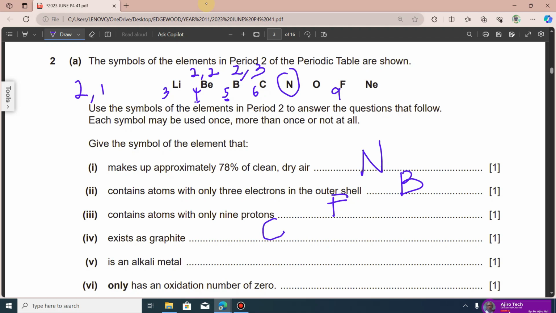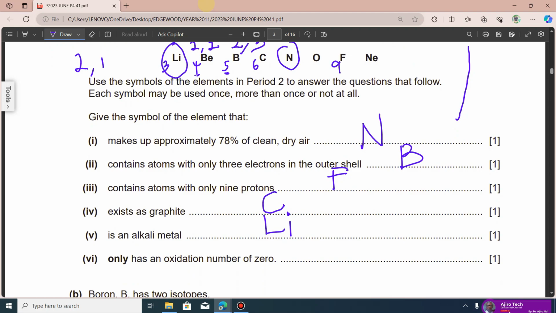Which of them is an alkali metal? Now, alkali metals are simply metals in group 1 of the periodic table. So if you go to consult the periodic table, look at the first vertical column there, you have all the alkali metals listed there, starting from lithium. So if you check there, you see that lithium is there. You also have sodium, potassium, but we do not have sodium and potassium in the options. So lithium will be the answer here.